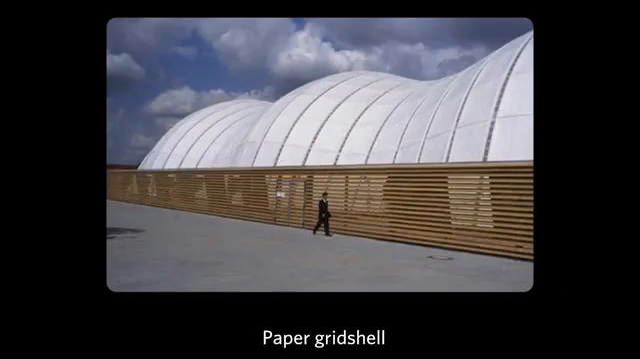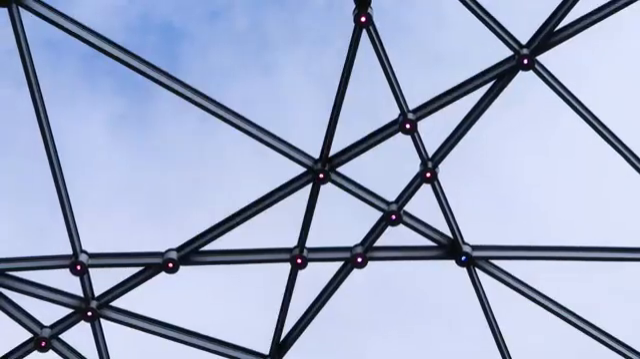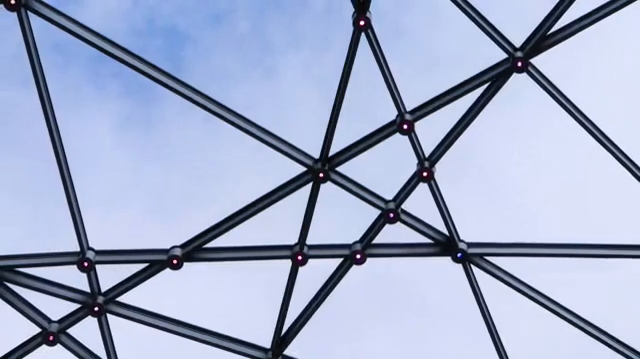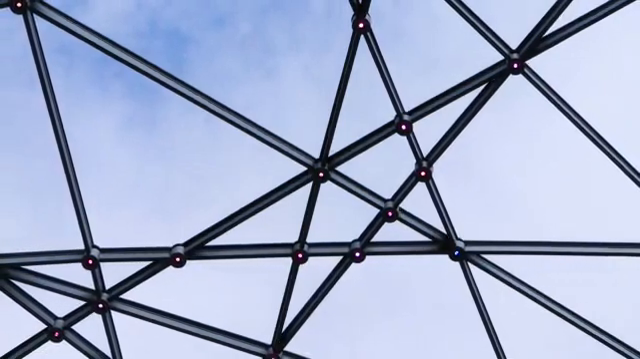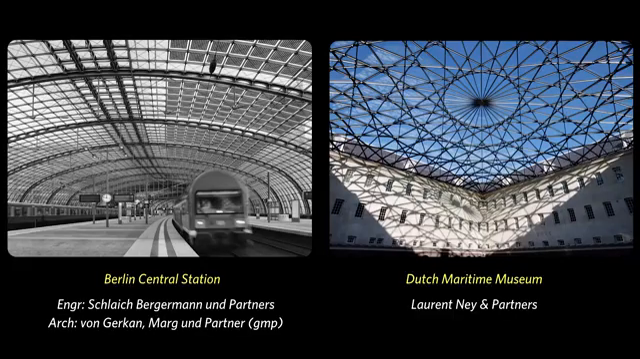However, we do see that shells and grid shells are being built today in a variety of materials besides reinforced concrete. Iron and glass were used in the 19th century for greenhouses, but recently we are seeing more of this type of steel glass construction for large spanning roofs. Next, we will examine and compare two meshed steel and glass structures, the Berlin Central Station and the Dutch Maritime Museum.